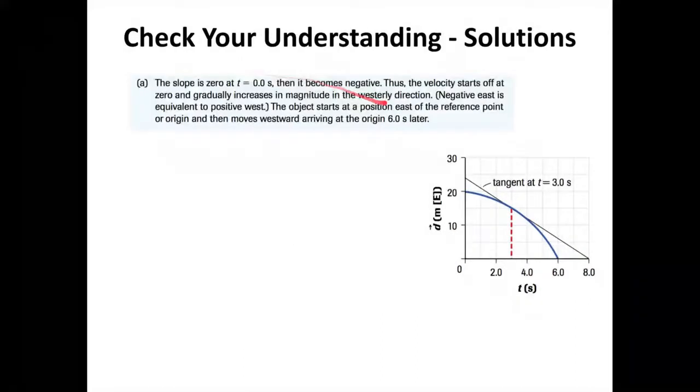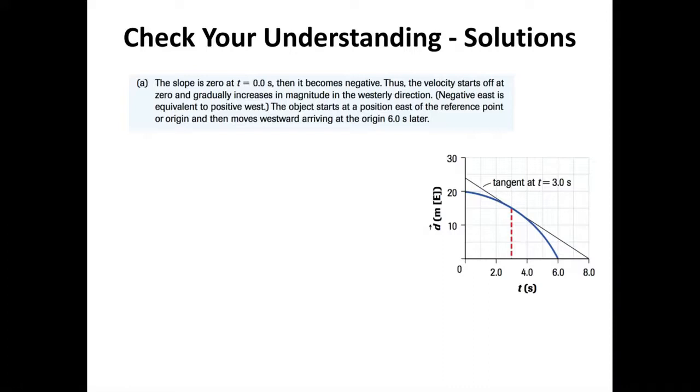So at 0 seconds, the slope is 0 right there. Then the slope is becoming negative. It's going down. So the velocity starts at 0, but then increases in magnitude in the negative direction, which is the west direction. If we're talking about east and west on the compass, east on the x-axis would be positive, west would be negative. Same thing for north and south. North would be positive, south would be negative.